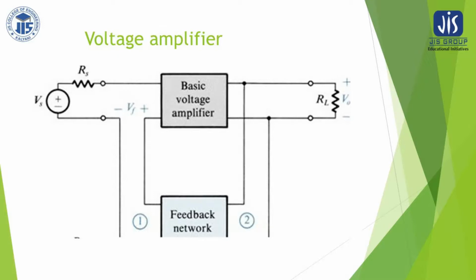So what is the basic requirement? Should this Rs be high or low? It should be low. That is, if it is low, then only Vs will be mostly fed to the input side. That is, Vi will be almost equal to Vs if Rs is ideally 0. But practically Rs is not 0. The practical relation is Rs is very small compared to the input impedance of the basic amplifier, which is a voltage amplifier.